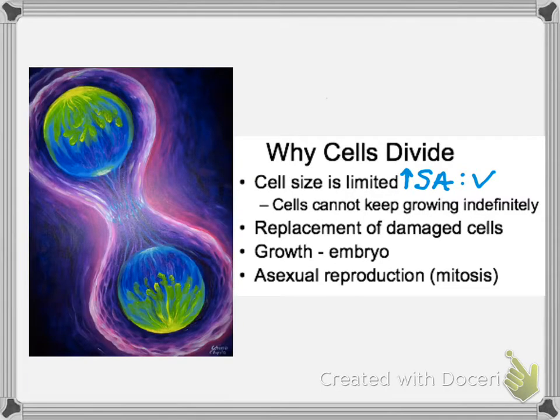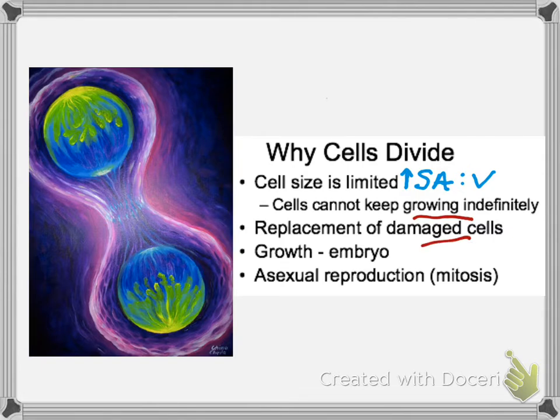Remember, surface area to volume ratio needs to be high so that cells can diffuse nutrients and wastes efficiently. If they start getting too big, the ratio becomes compromised, and that's why cells can't grow indefinitely. They need to divide. They're also going to need to be replaced if there's any damage that happens.